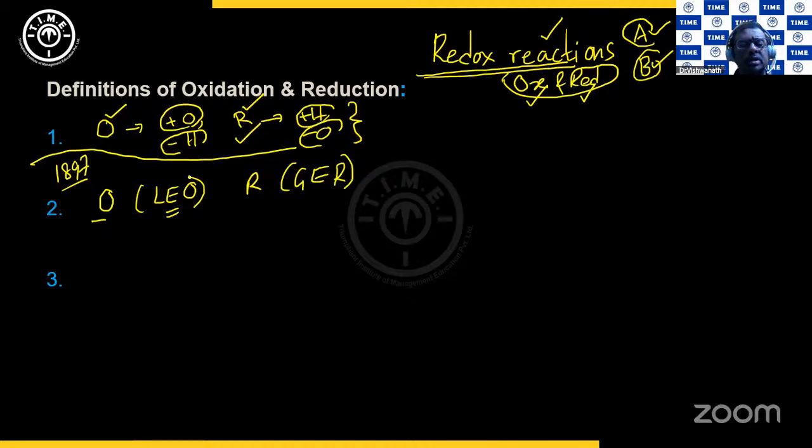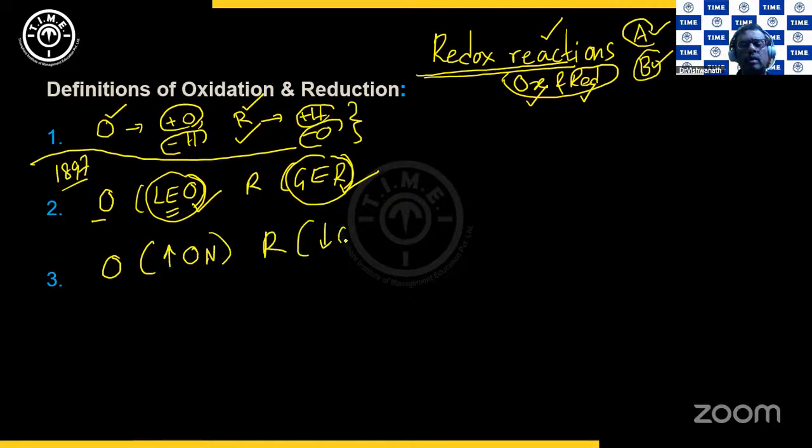Loss of electrons is oxidation. If you think of this as a lion that roars like this, it is easy to remember: loss of electrons is oxidation, gain of electrons is reduction. But as our knowledge advanced further, we came to know what an oxidation number is. Then we took oxidation as increase in oxidation number, and reduction as decrease in oxidation number. This is a new concept, oxidation number or oxidation state.